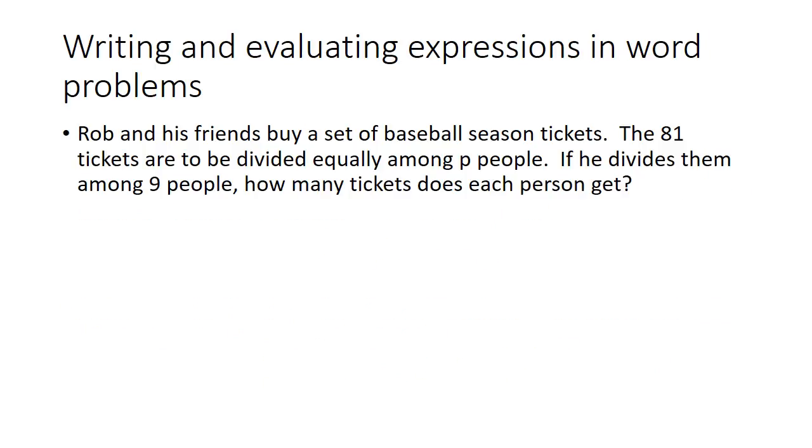Let's try another one. Rob and his friends buy a set of baseball season tickets. The 81 tickets are divided equally among P people. If he divides them among 9 people, how many tickets does each person get? So we're going to start off with our algebraic expression. We have 81 tickets. They're going to be divided equally among P people. So now we know how many people we can substitute. So 81 divided by 9. Everybody's going to get 9 tickets.